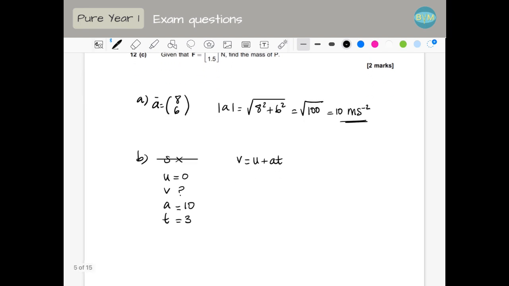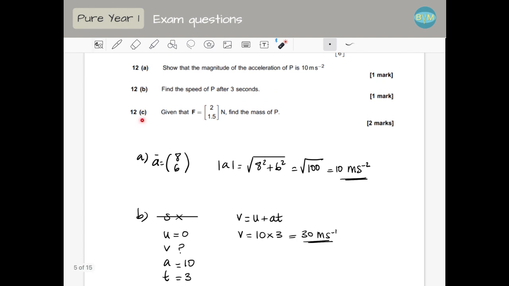You have the list of SUVAT equations in the formula booklet. v is u, which is 0, plus a, 10, times 3, which is 30 meters per second. That's the velocity after 3 seconds.